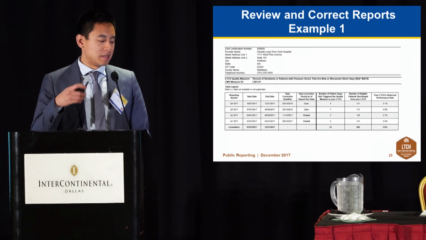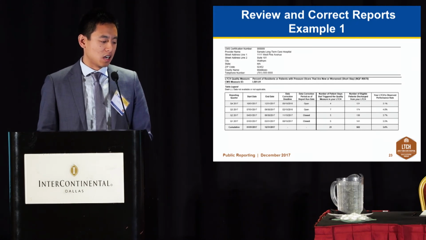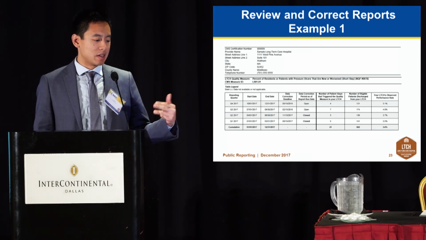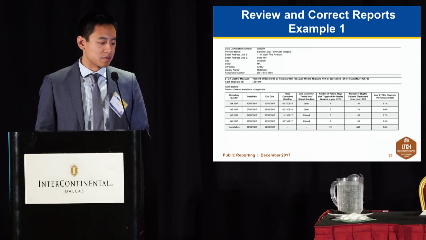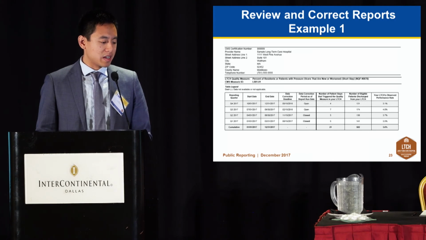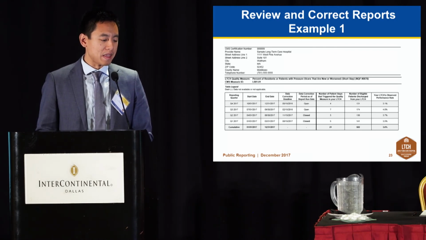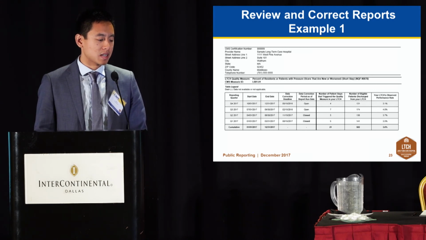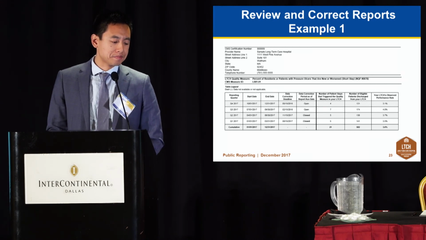This table is divided into several columns. The first column is the reporting quarter. It goes most recent on top to least recent on bottom, and below that is the cumulative row. The start and end date are the specific dates for each reporting quarter. The data correction deadline is the deadline for each individual quarter. So for Q4 2017, you see that the data correction deadline is May 15, 2018.